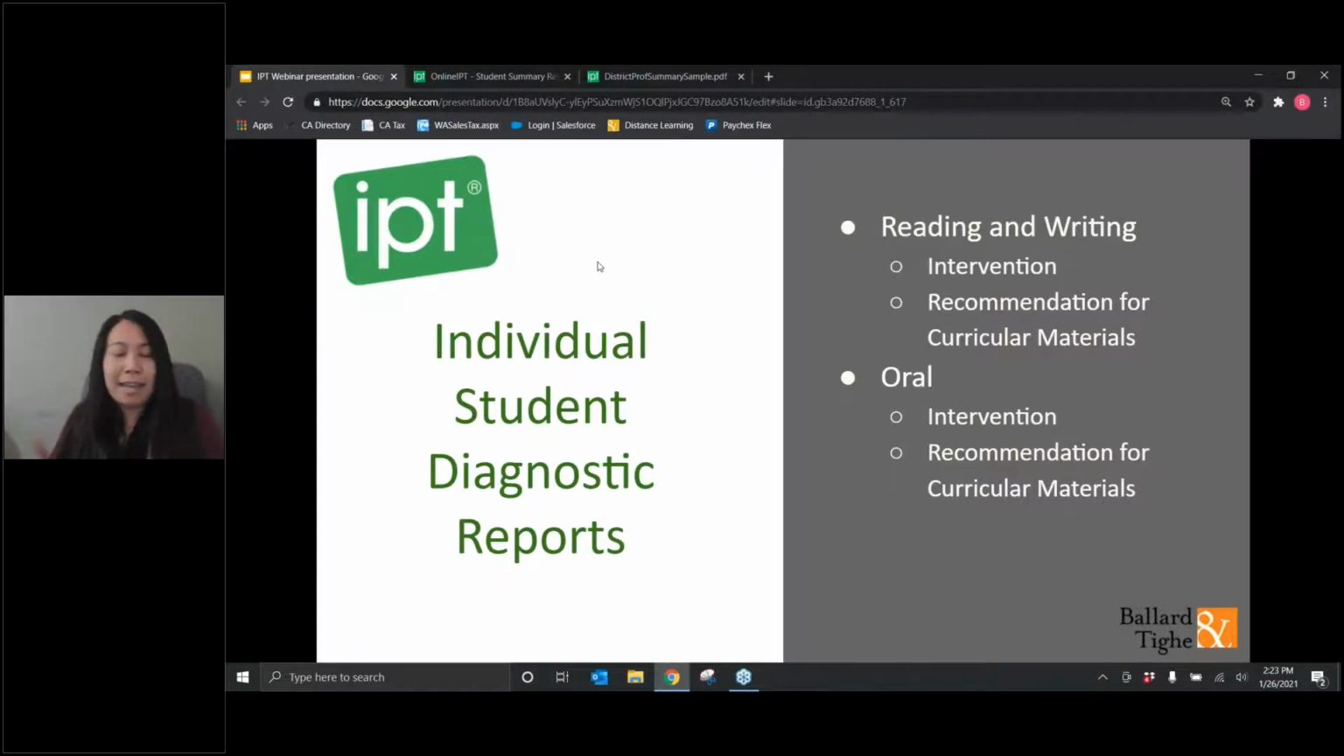Obviously, I don't agree that we should all teach to a test, but there is some rationale for teaching things that may be on a test that they may encounter, because that's just good teaching for them to better their English proficiency. So we're going to talk a little bit about reading and writing and what that report looks like, some interventions for that, and some curricular recommendations, and then later we'll move on to the oral part.